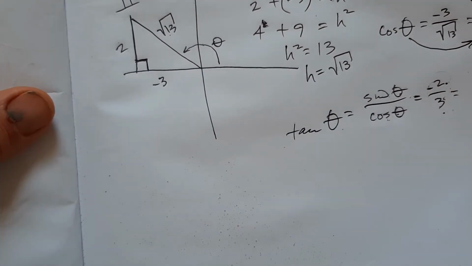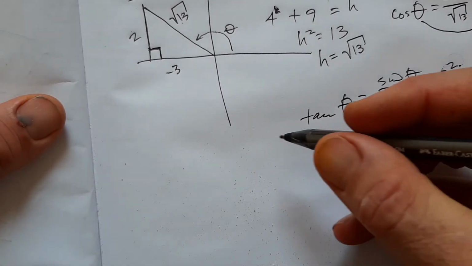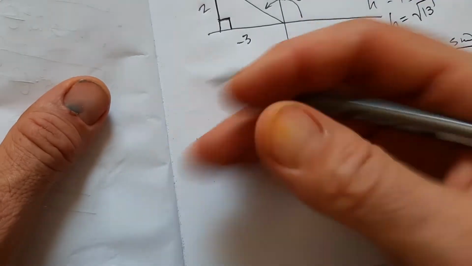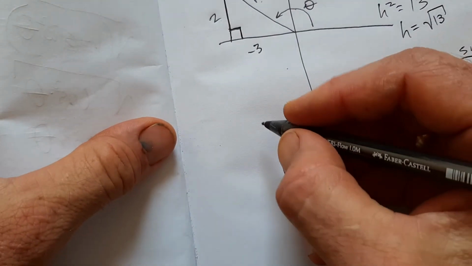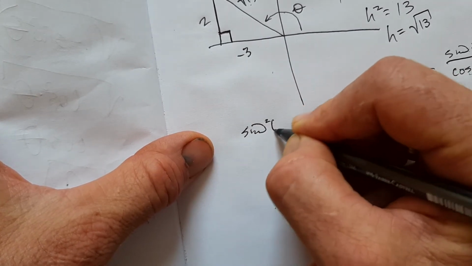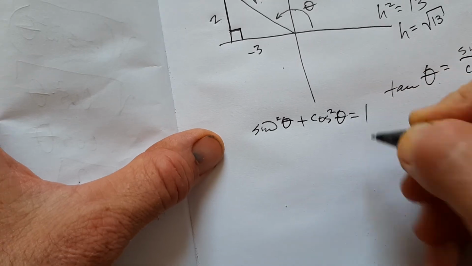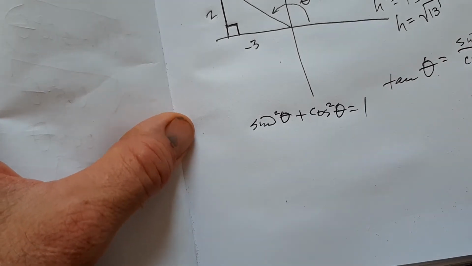So what was one of those crazy ones? Okay, let's see. What was one of the more silly ones? There's two of them. Okay, let's go back to the part that I can remember. Sine squared theta plus cosine squared theta equals 1. Anybody can remember that. Even I can remember that.